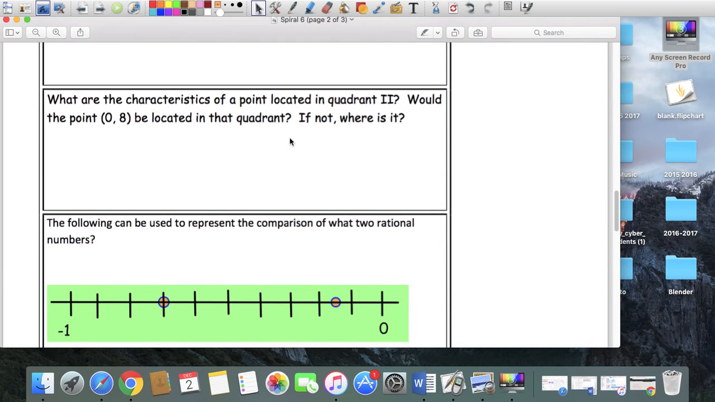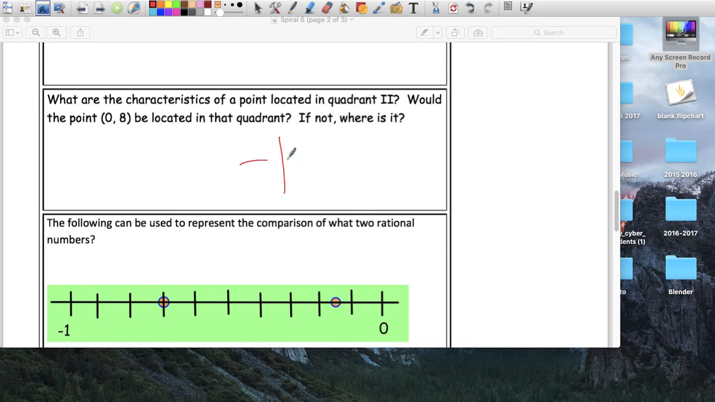What are the characteristics of a point located in quadrant 2? Well, I know that this is quadrant 1, 2, 3, 4. In quadrant 1, everybody's positive: plus, plus. Quadrant 2, first number is negative, the second number is positive. Quadrant 3, negative, negative, and quadrant 4, it's positive, negative. So in quadrant 2, anybody in this area right here is negative first, positive second.